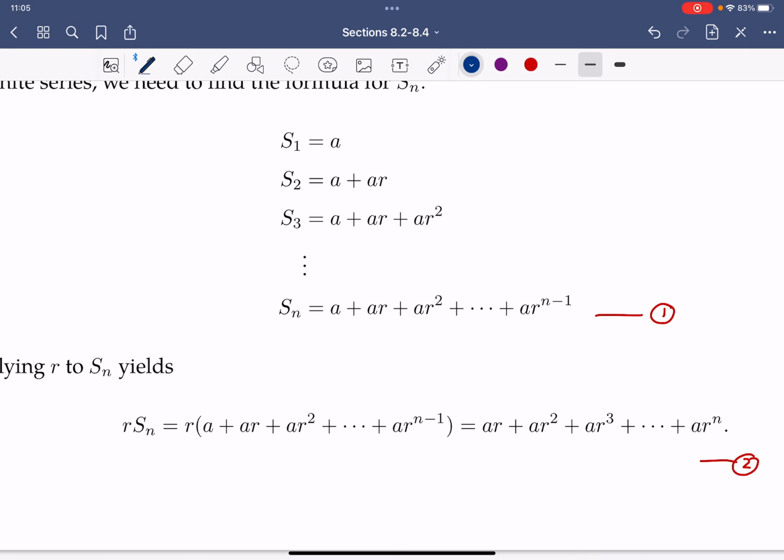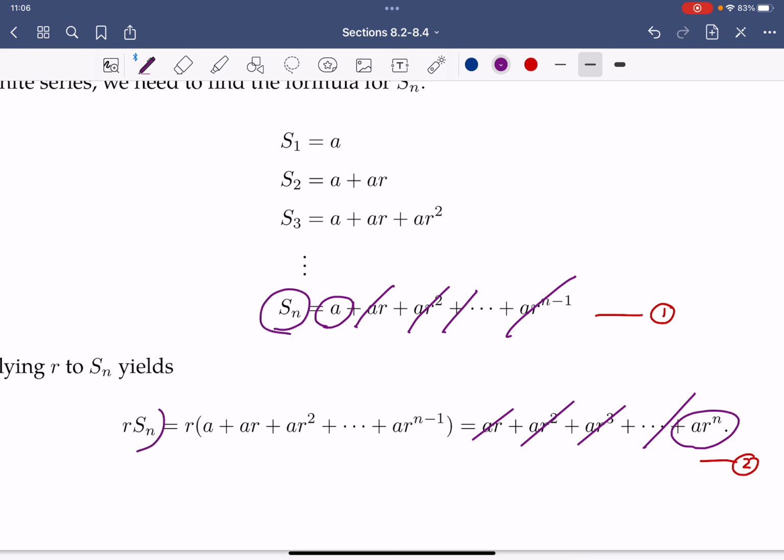So you can see that the sum terms are going to cancel out, because if you do ar and ar, they're going to cancel. ar squared and ar squared, they're going to cancel. ar cubed and ar cubed, they're going to cancel. ar to the n minus 1, they're going to cancel. So at the end, you're going to have only a left, and ar to the n left. And then on the left, you're going to have Sn and rSn.